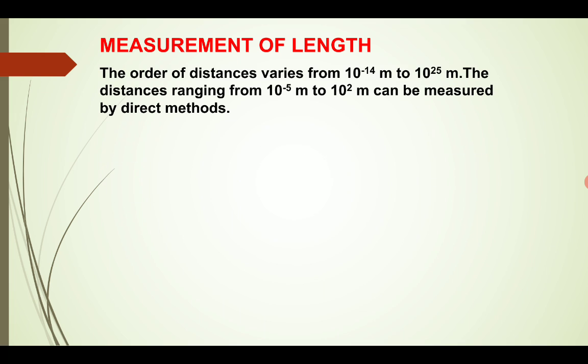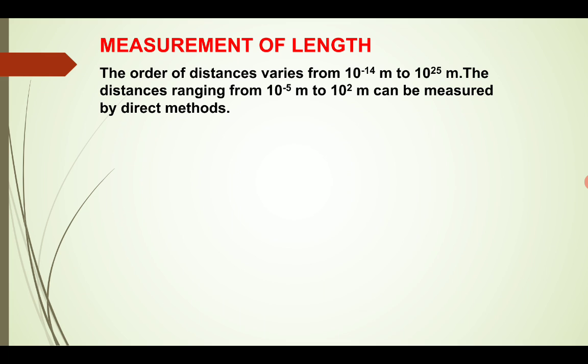Now after discussing the sign conventions and the units for physical quantities, let us discuss how to measure these physical quantities, out of length, time and mass. Let us first discuss length, how the length is measured for a particular object. The order of distances varies from 10 raised to power minus 14 meter, that is of Fermi order, to 10 raised to power 25 meter.